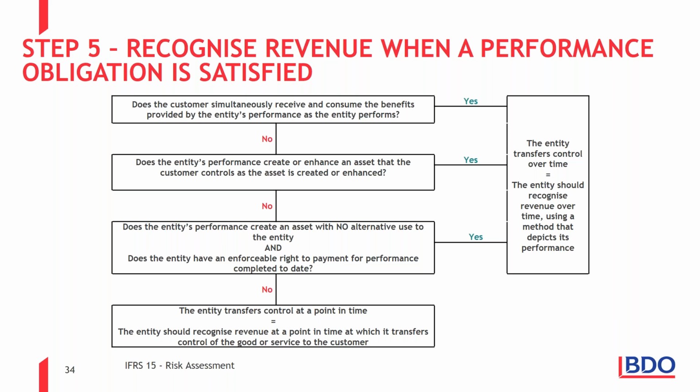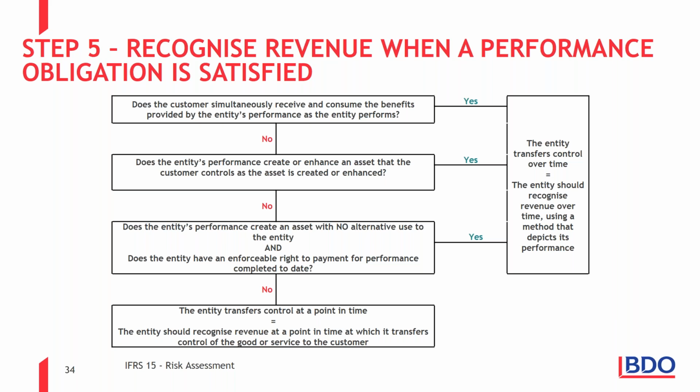And then the second question kicks in: does the entity have an enforceable right to payment for performance completed to date? So I say to audit partners, if you've done 90% of the audit, but for some reason the client no longer requires you to issue an audit report, do you have an enforceable right to payment for the 90% of the work that you've done? Or do you only have an enforceable right to payment once you've given them an audit report?